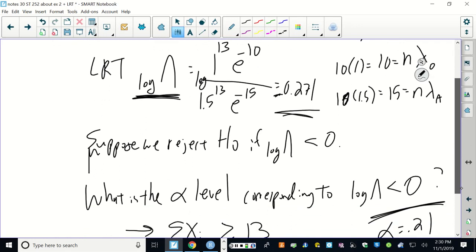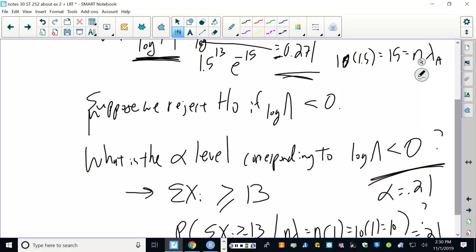So if we rejected with a sum greater than or equal to 13, what's the probability of that? We can calculate the probability that we're less than things, so we calculate the probability of 12 or less. So 1 minus that is the opposite.